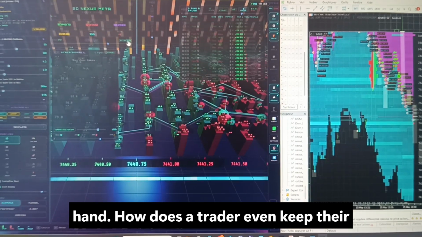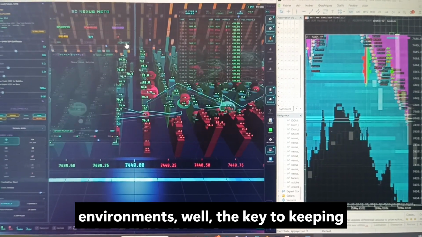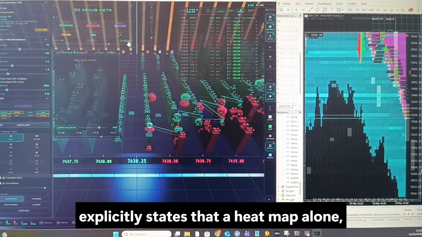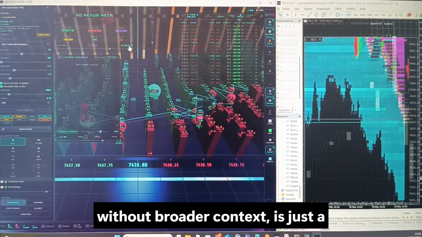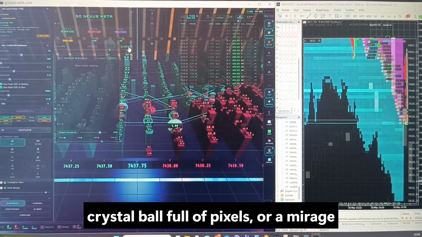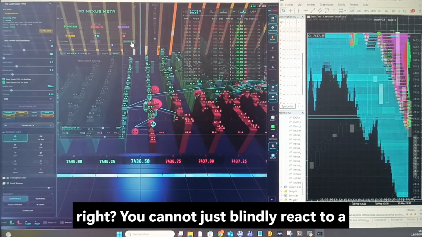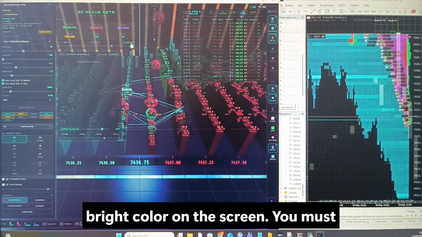How does a trader even keep their footing across these different environments? Well, the key to keeping your footing is context. The masterclass explicitly states that a heat map alone, without broader context, is just a crystal ball full of pixels. Or a mirage in a suit and tie, as it warns later. Right. You cannot just blindly react to a bright color on the screen.